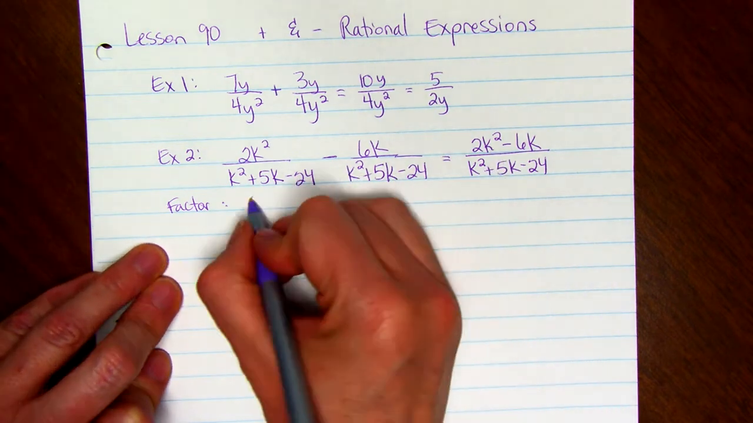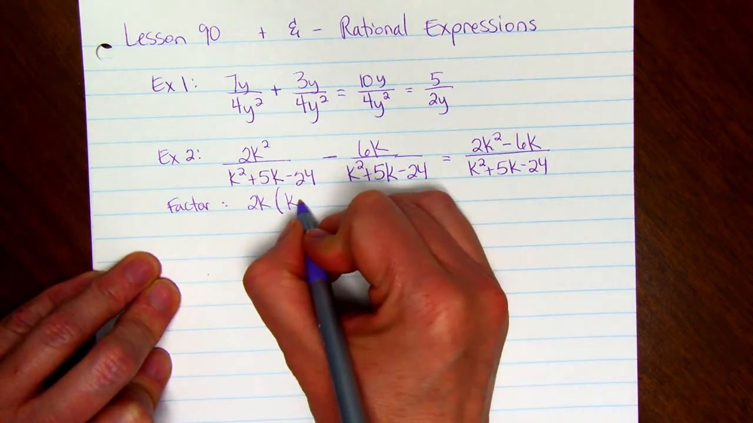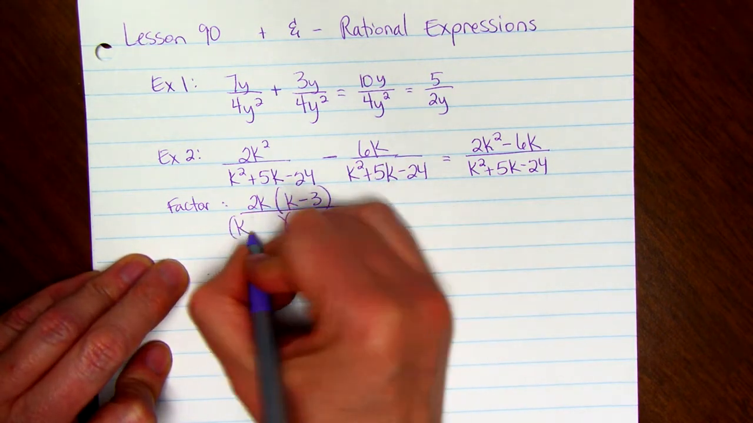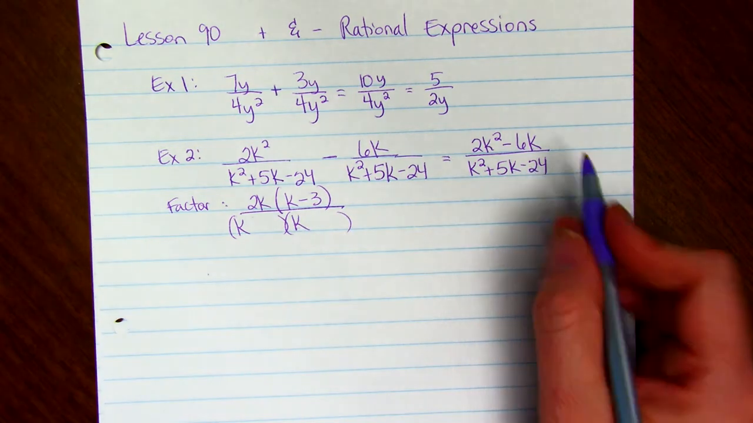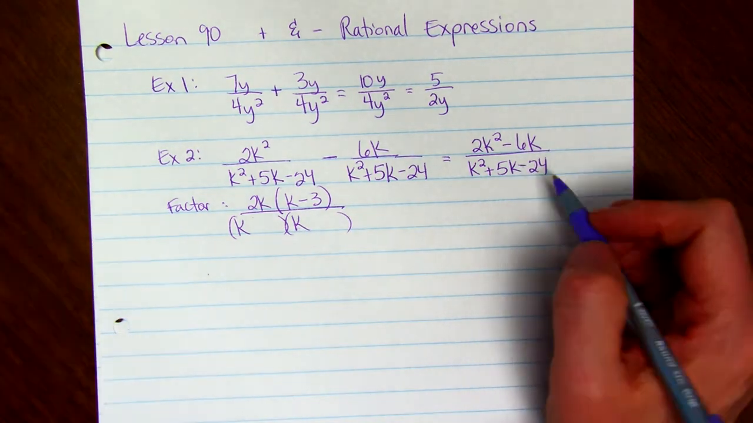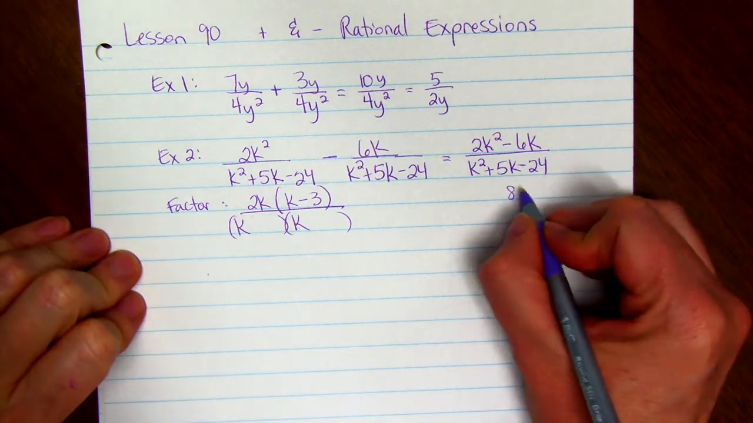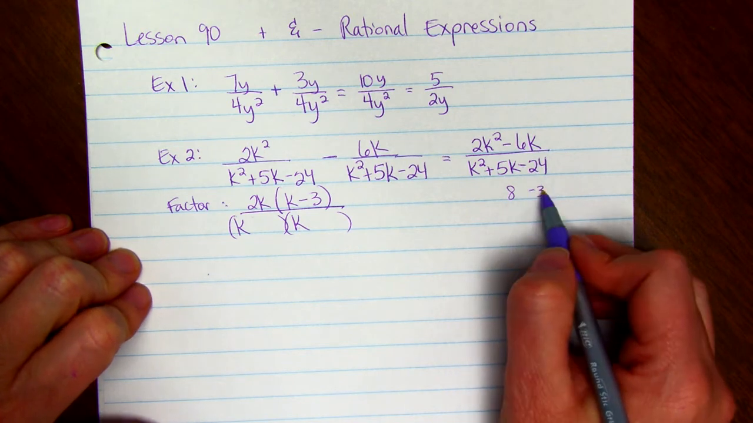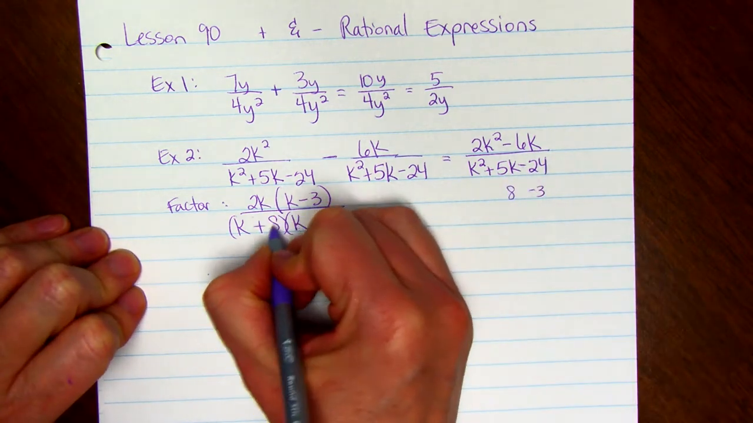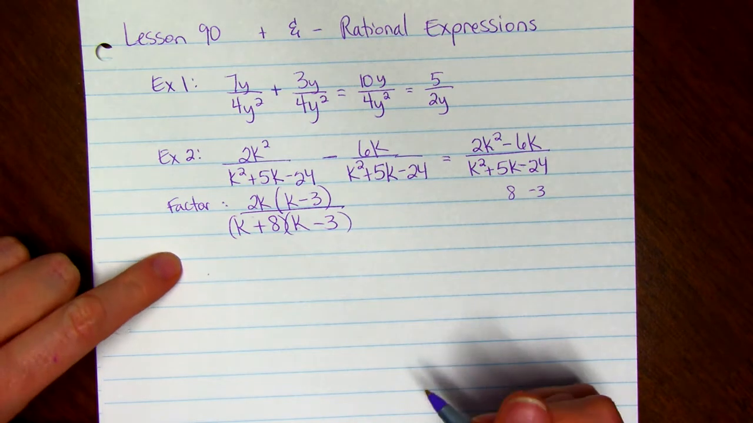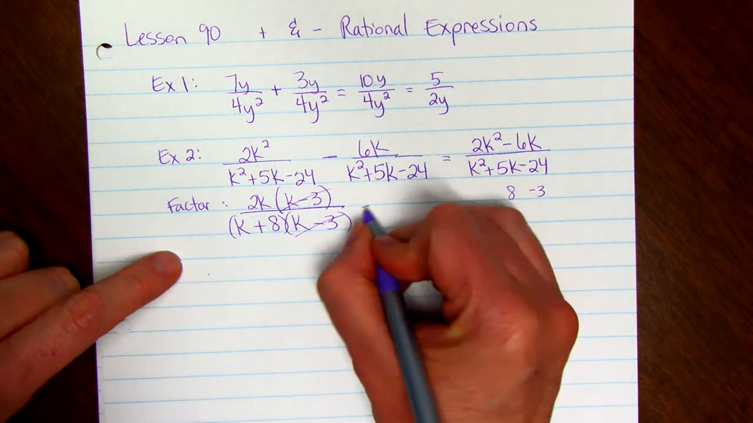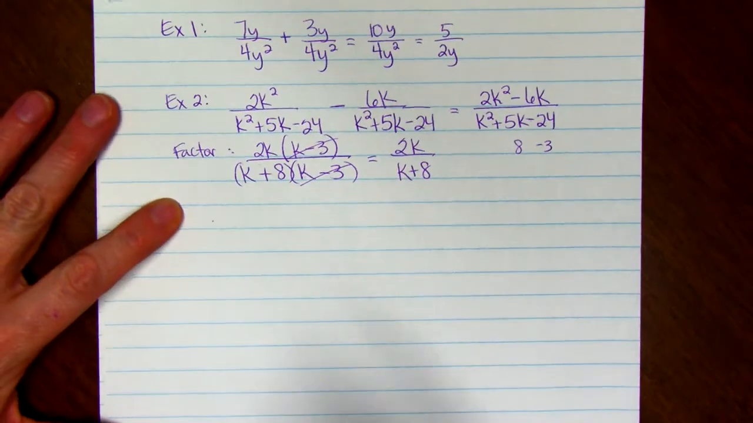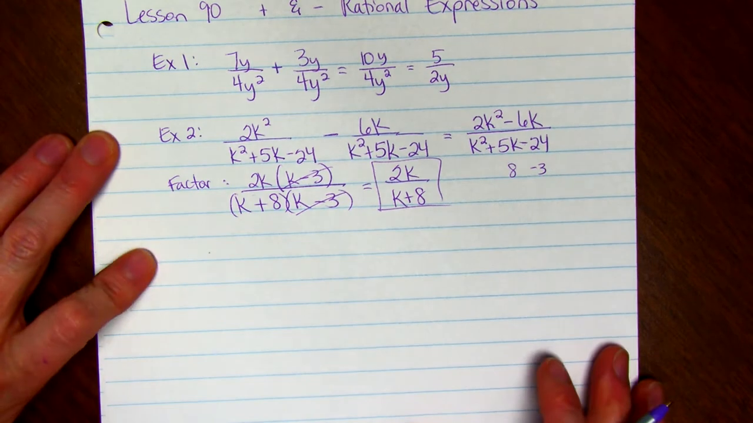So in the numerator we can take out a 2k, and we're left with k minus 3. Then if we're going to factor this, we have k. We need to think of two factors of negative 24. That gives me a positive 5. How about 8 times negative 3? 8 times negative 3 is negative 24. 8 plus negative 3 is 5. So we're going to do plus 8, minus 3. Then we can cancel the k minus 3, and we're left with 2k divided by k plus 8. And that's the simplified form.